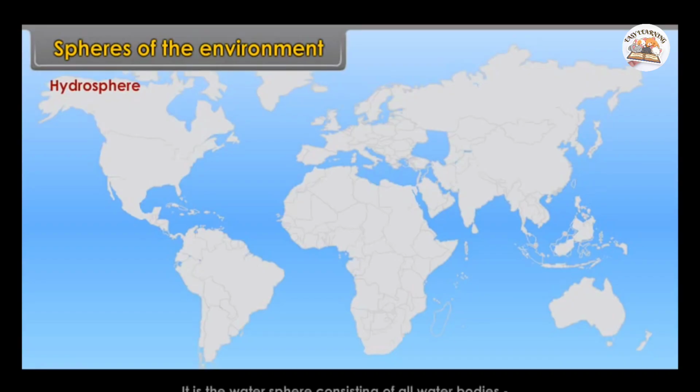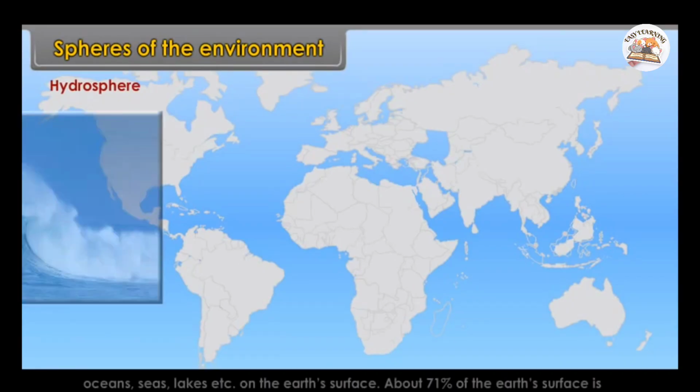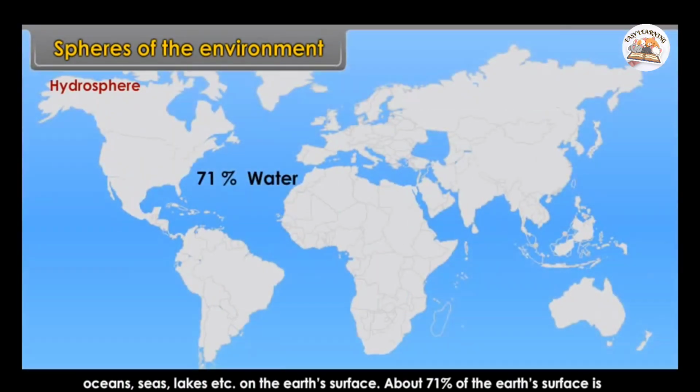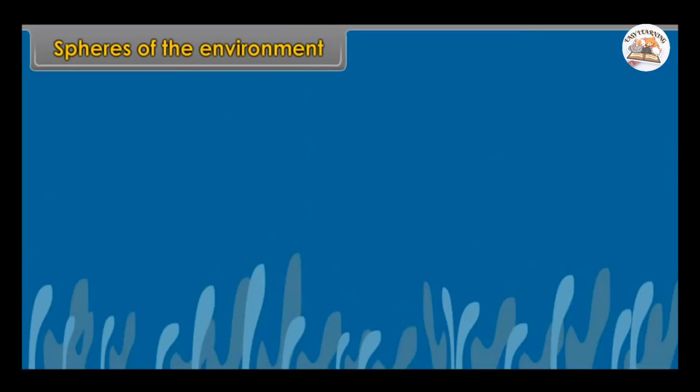Hydrosphere. It is the water sphere consisting of all water bodies, oceans, seas, lakes, etc. on the Earth's surface. About 71% of the Earth's surface is covered by water.